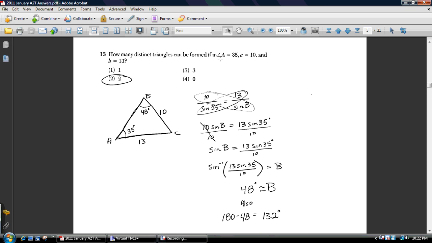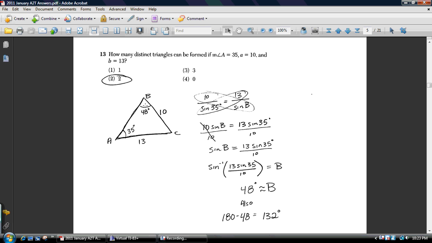How many distinct triangles can be formed if angle A is 35, a is 10, and b is 13? Well, I drew a triangle. And I do the ambiguous case maybe a little bit different than a textbook or any place else you might have learned it. I take a cheap shortcut. I use the law of sines to find how much this other angle is. If angle B is 48 degrees, then there's an alternative that angle B could be that also works with the law of sines. You do 180 minus 48. 132 is another possible alternative.